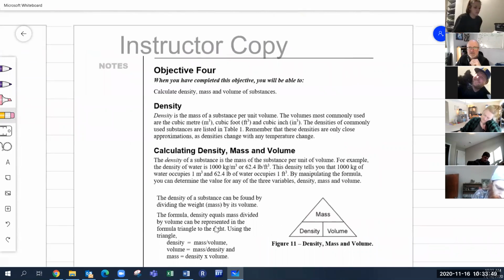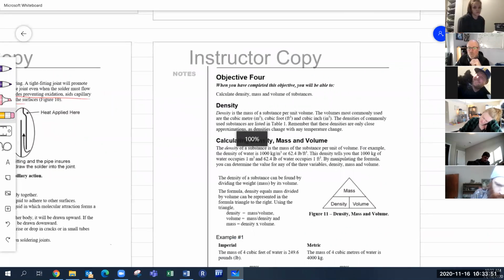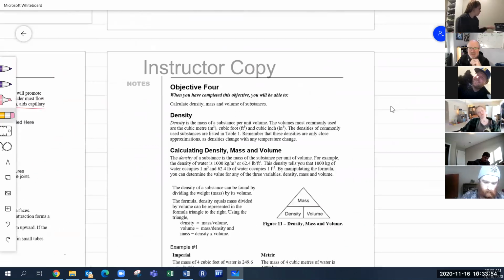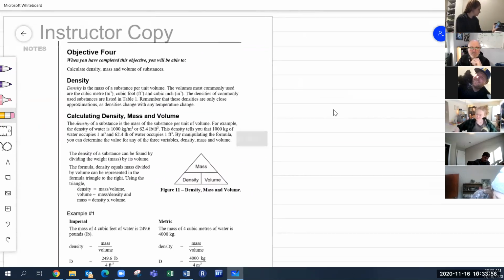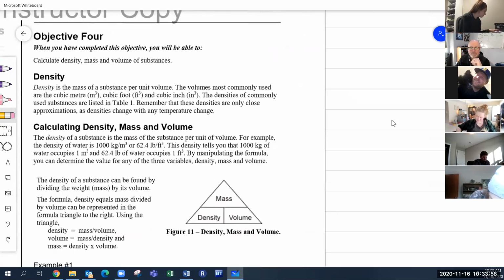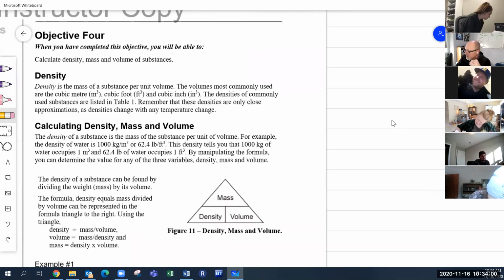Which brings us to, does it bring us to density? Oh my gosh, I'm so happy. Which brings us to density.